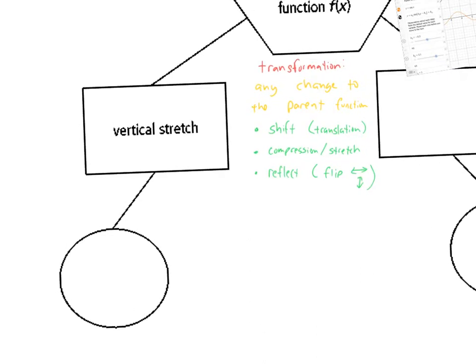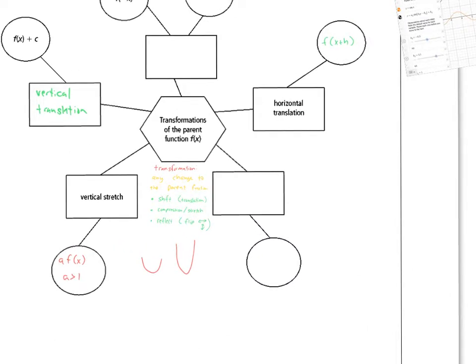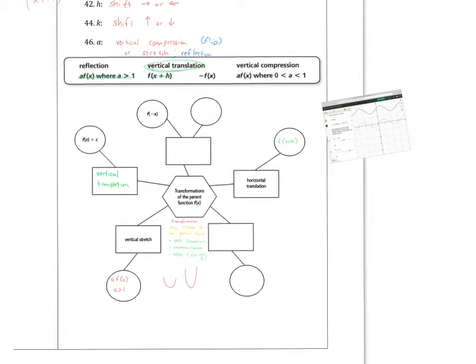So in this case, we're going to say that a times f of x, but a has to be greater than 1. And that stretches it. You grab it, and it takes it from here to more like that. All right, the other option besides vertical stretch is that you can do a vertical compression.